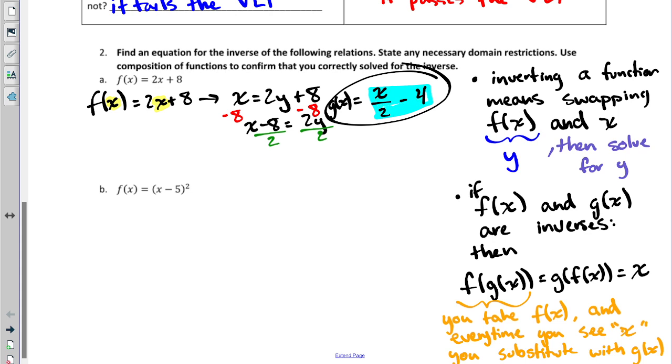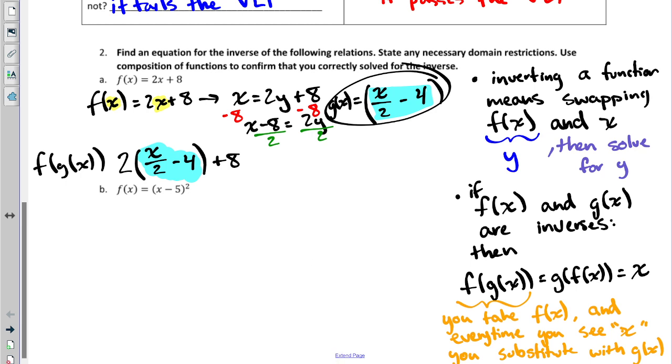Let's see what that does. I'm going to rewrite f of x, although I won't write the left side, just this thing right here. But every time I see an x, instead of writing that, I'll write in this entire function. So instead of 2 times x, it becomes 2 times x over 2 minus 4, and then plus 8 at the end, because that was already up here. This is f of g of x. Instead of writing 2x, I've written 2 times g of x. I've substituted in that function.